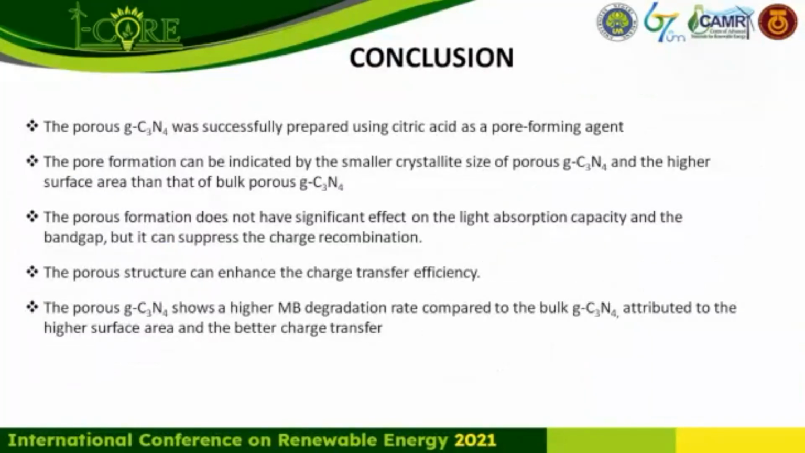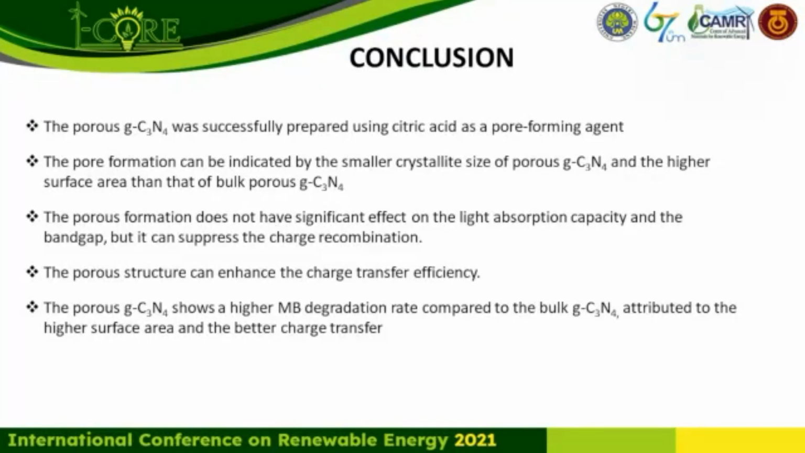Conclusion. 1. The porous graphitic carbon nitride was successfully prepared using citric acid as a pore-forming agent. 2. The pore formation can be indicated by the smaller crystalline size of porous graphitic carbon nitride and the higher surface area. 3. The pore formation does not have a significant effect on the light absorption capacity and the band gap, but it can suppress the charge recombination.